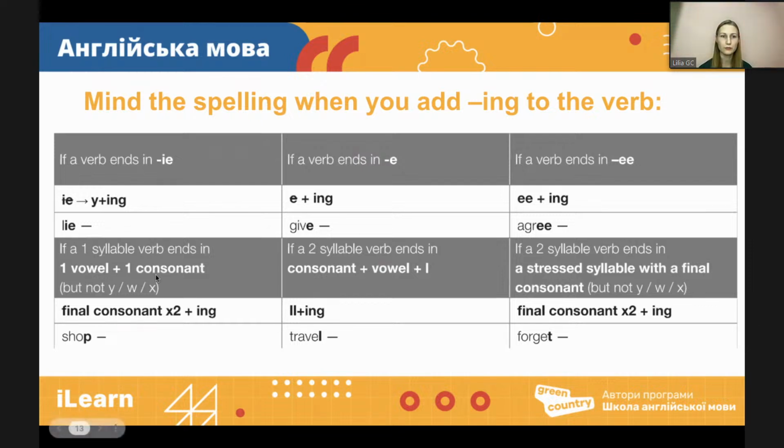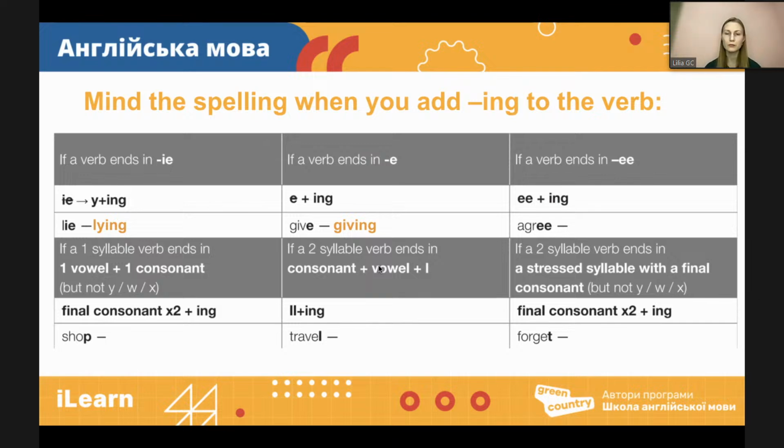Okay, let's check you. Yep, that's right. What about give? Again, try to spell it. Still waiting for your comments. So what about give? Giving. So we omit, пропускаємо letter E. Good. Okay, what about agree?